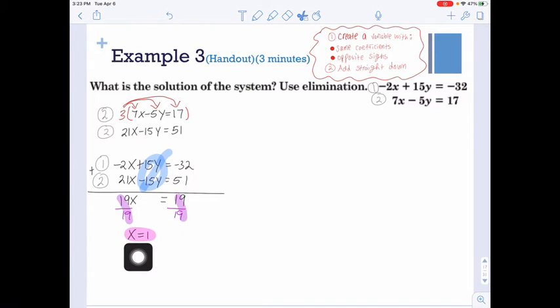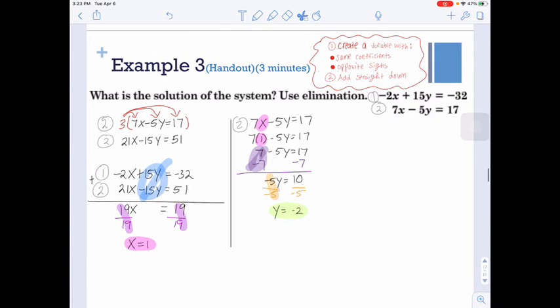We can use the x equals 1 to plug this into either of our equations or our new equation 2, whichever one we want, and we can solve for y. I chose to use the original equation 2, but regardless of which one you choose, you should get the same answer. So equation 2 said 7x minus 5y equals 17. If we plug in our value for x as 1, we get 7 times 1 minus 5y equals 17. 7 times 1 is 7. And then we have 7 minus 5y equals 17.